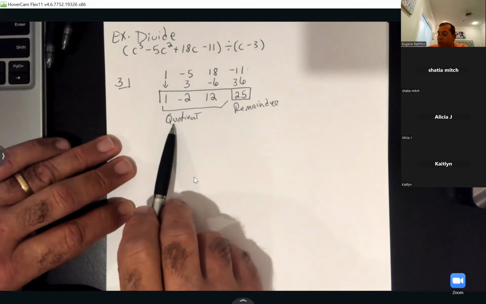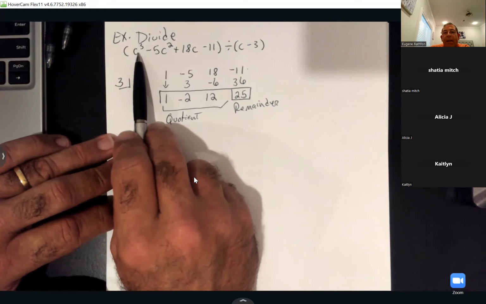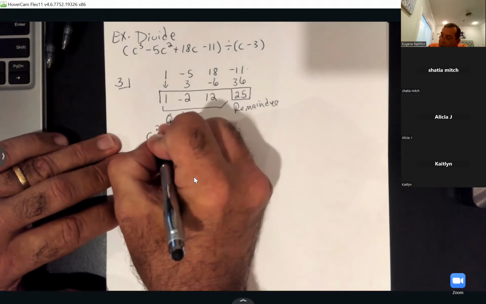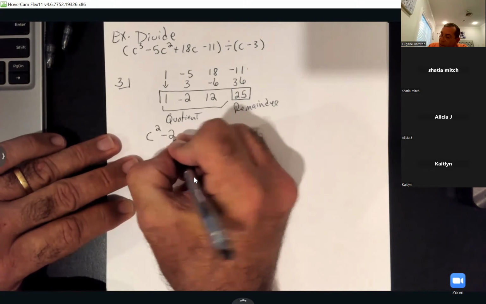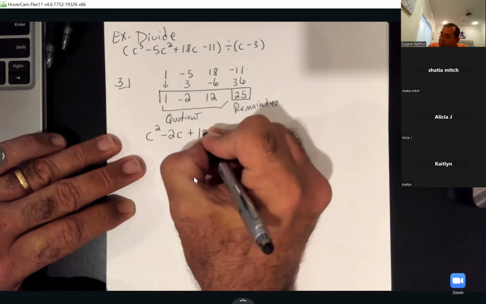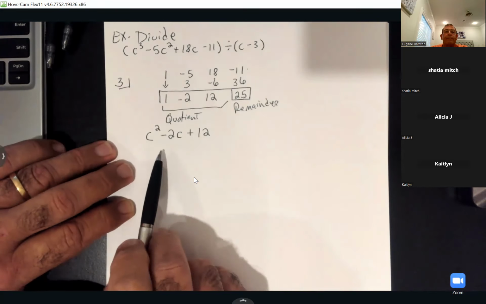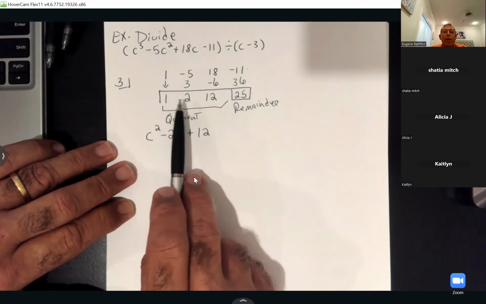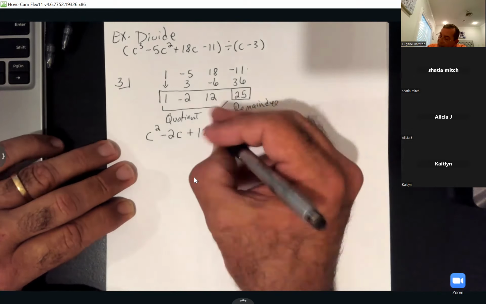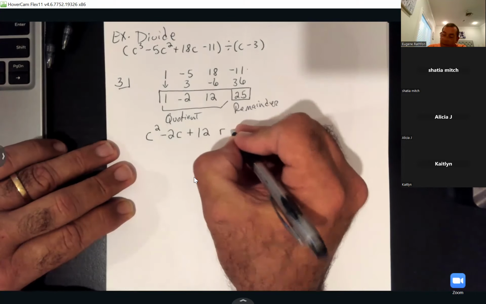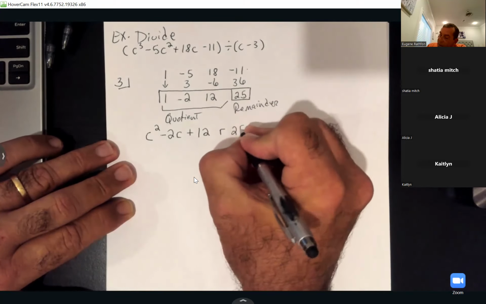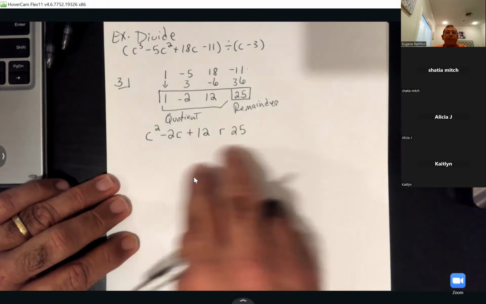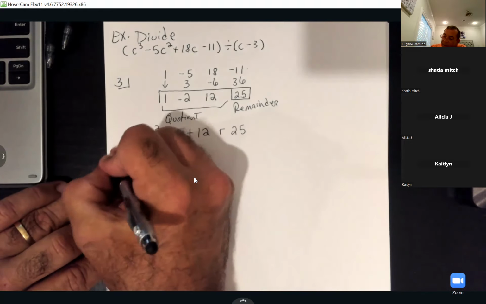So our quotient starts out 1 degree less than the C third. So that means I got 1C squared. So I got 1C squared minus 2C plus 12. So 1 degree less, and then they go in descending order: the C squared, the C term, and the number. And then I got a remainder of 25. So synthetic division is not too bad once you play with this a little bit.